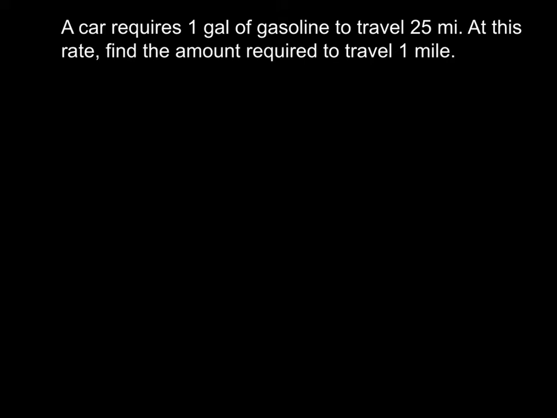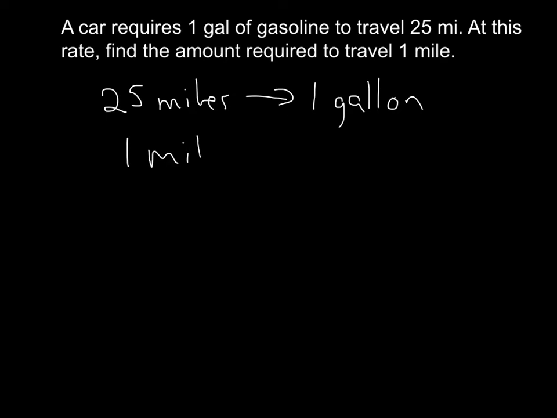So this car requires 1 gallon of gasoline to travel 25 miles. And we should recognize that as a unit rate. It's getting 25 miles per gallon. At this rate, find the amount required to travel 1 mile. And so what I've got as a unit rate, where we say it is 25 miles for 1 gallon. And my question is, what if I want to do 1 mile? How many gallons is that?